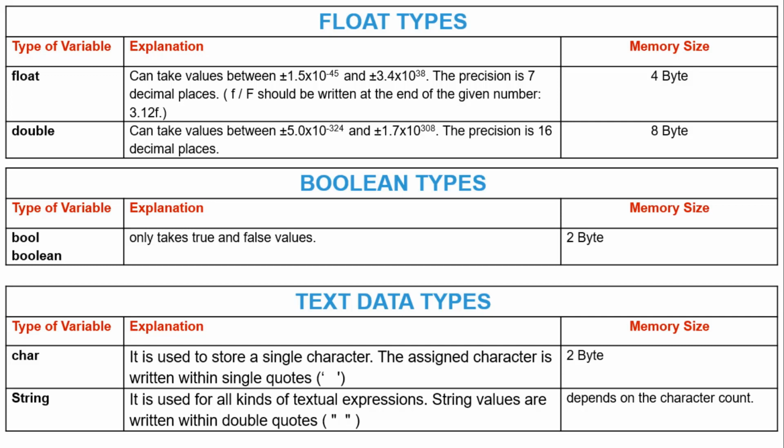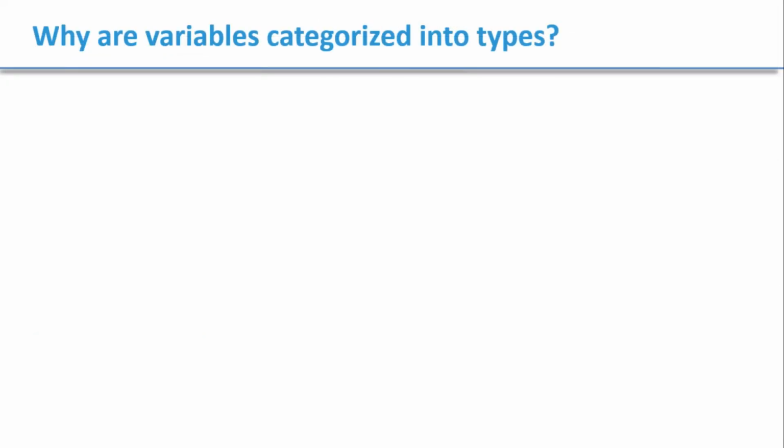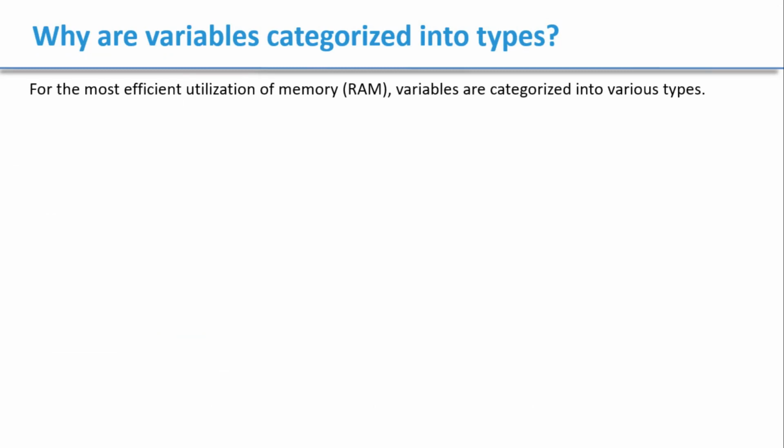Pay attention to this. The values of numerical variable types and Boolean variable types are not written between any characters, they are written as they are. Why are variables categorized into types? For the most efficient utilization of memory, variables are categorized into various types.